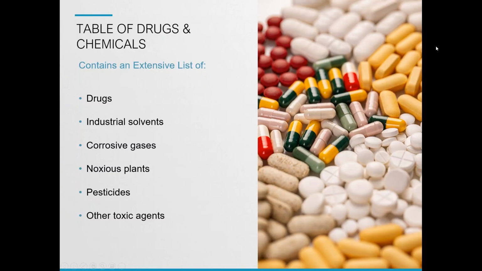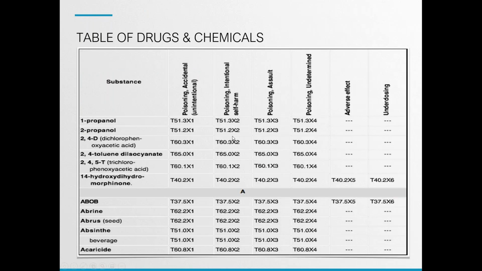So this particular table contains an extensive list of drugs, corrosive gases, pesticides, everything that's listed on this slide, industrial solvents, and other toxic agents. And here is the table that you would see when you go to this in your ICD-10 manual. The first column is used to code the substance, right? We see it listed here, that substance that's used or involved in the poisoning situation.